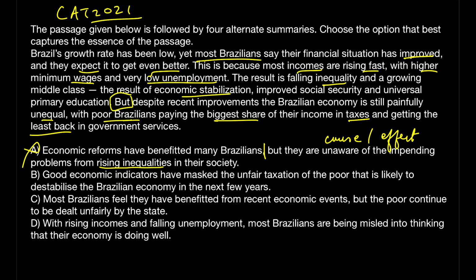Similarly, option B says good economic indicators have masked the unfair taxation of the poor that is likely to destabilize the Brazilian economy in the next few years. Additional point. Remember that the summary is not going to add any fresh idea or new points to your answer. It would not be an assumption. That is a clear-cut difference between an assumption and a summary. So therefore, this is absolutely wrong because a new idea is introduced.